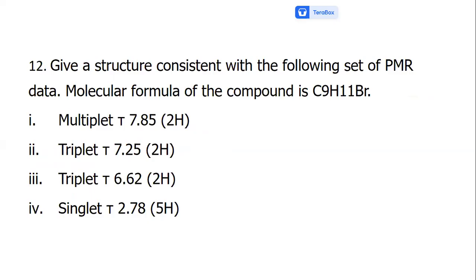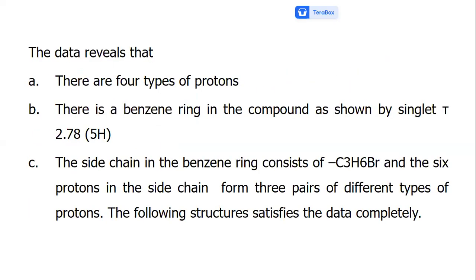Triplet tau value 7.25, 2 hydrogen. Triplet tau value 6.62, 2 hydrogen. Singlet tau value 2.78, 5 hydrogen. The data reveals that there are 4 types of protons. That is, the benzene ring in the compound is shown by the singlet tau value 2.78, 5 hydrogen.